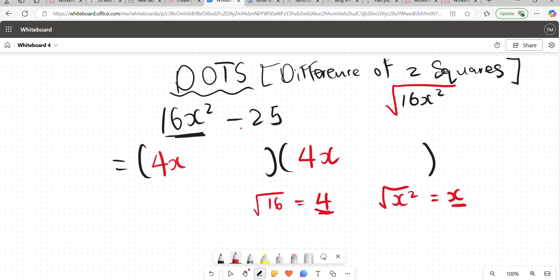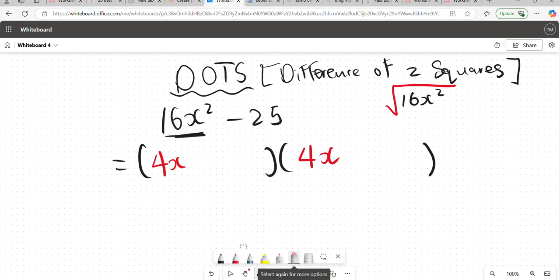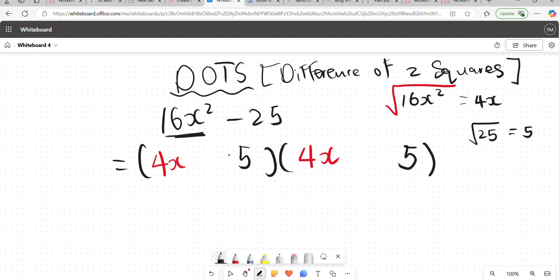All I did was square root the first term: I square rooted the 16 separately, and I square rooted the x squared separately. Then now I need to square root the second term. The second term, fortunately, is just one number. So if you square root a 25, you actually just get 5. Let me just put the 4x here. So the 5 goes there and it goes there. Then one bracket is positive, and one bracket is negative. And there we go. That is the answer.